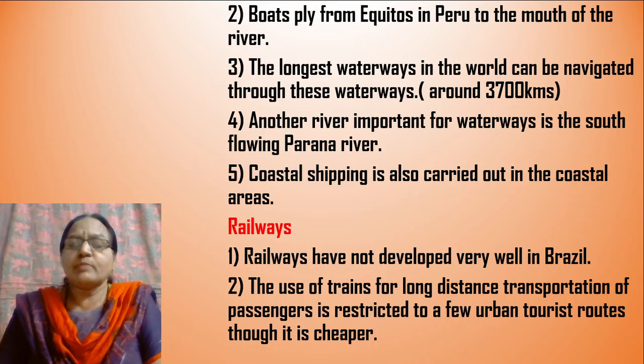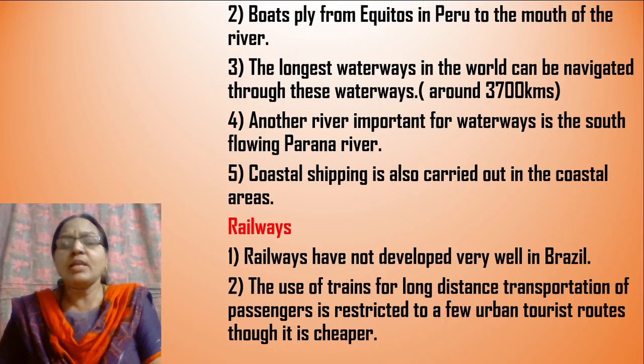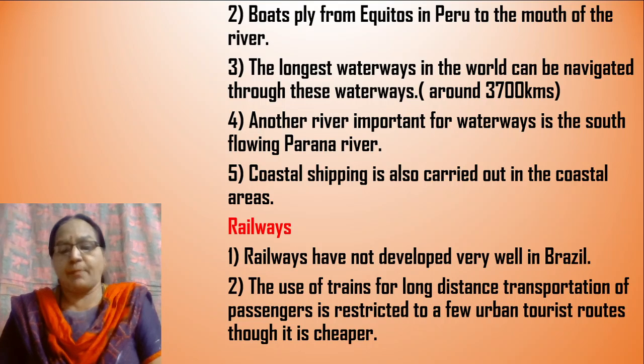And apart from this, we find there's also another important river which is used for its waterways, and that is the Parana River. Apart from this, we find along the coastal region we have coastal shipping.